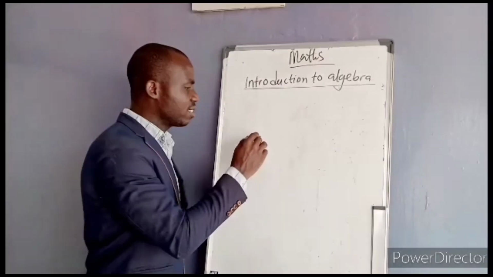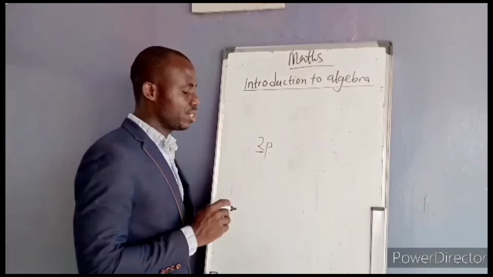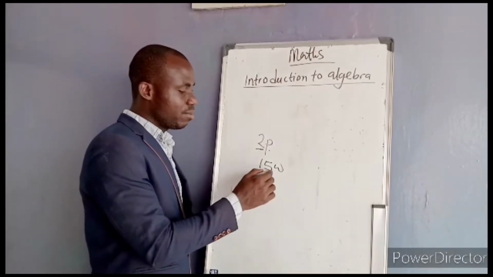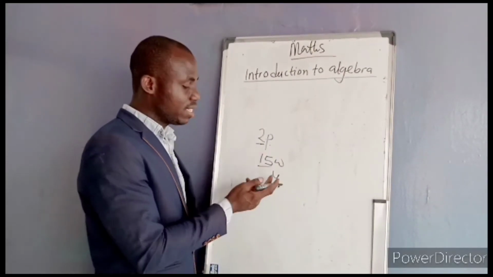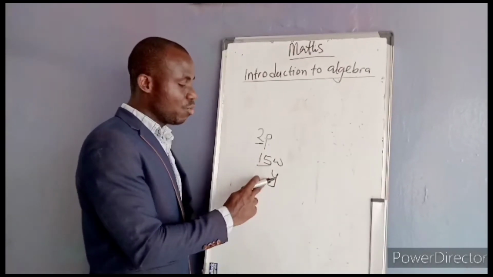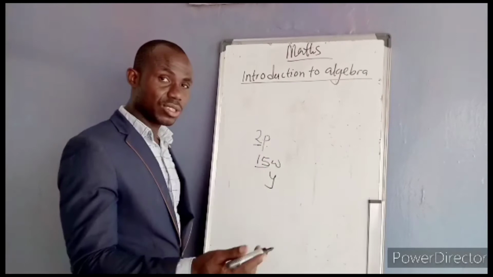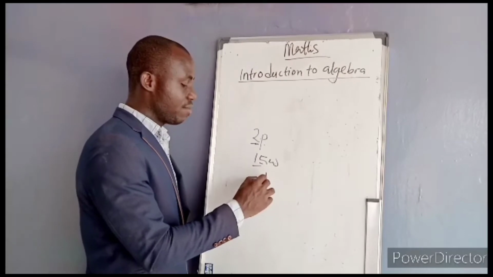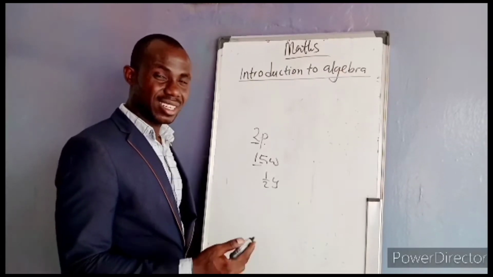Now, if I write 2p, the 2 written before p is a coefficient. If I write something like 15w, the 15 written before w is a coefficient. Sometimes the alphabet comes alone, like y. Y is alone. The coefficient of y here is 1. Is that clear? So anytime the coefficient is 1, it is not written. But if it is 2 and above, it is written. In that case, if I have 1 over 2y, the coefficient is 1 over 2. Is that clear?